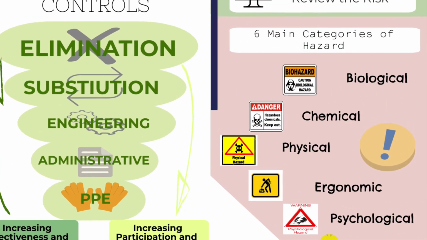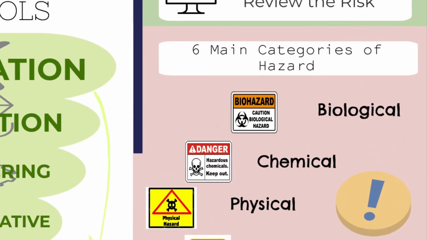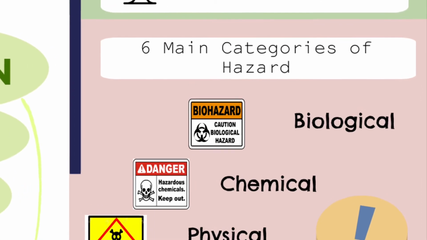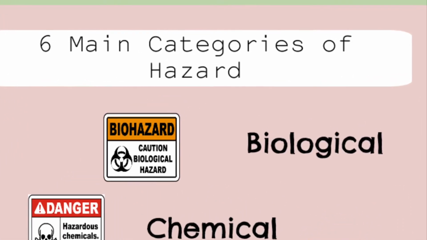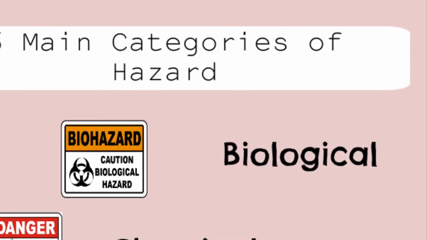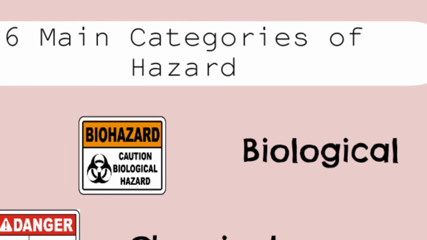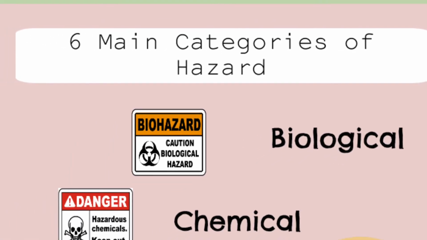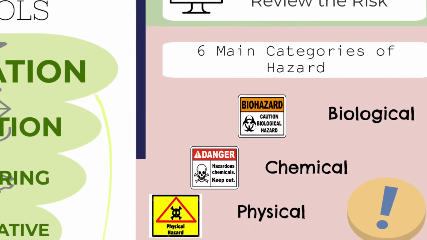Six main categories of hazards. First is biological hazard. Biological hazard includes viruses, bacteria, insects, animals, etc. that can cause adverse health impacts. For examples, molds, blood and other bodily fluids, harmful plants, sewage, dust, and vermin.